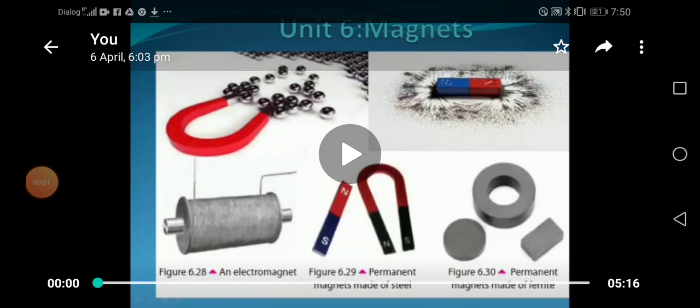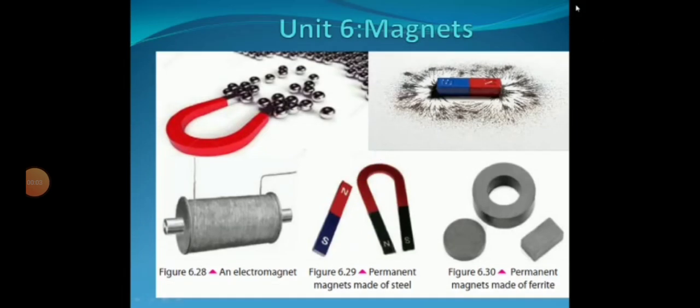Namo Buddhaya. Today we will discuss magnets. There are different types of magnets such as permanent magnet, electromagnet and temporary magnet.